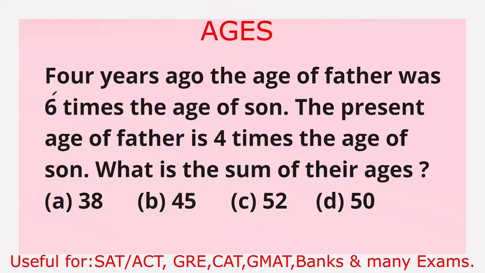Our question is, 4 years ago, the age of father was 6 times the age of son. The present age of father is 4 times the age of son. What is the sum of their ages? Given options are option A 38, option B 45, option C 52, option D 50.